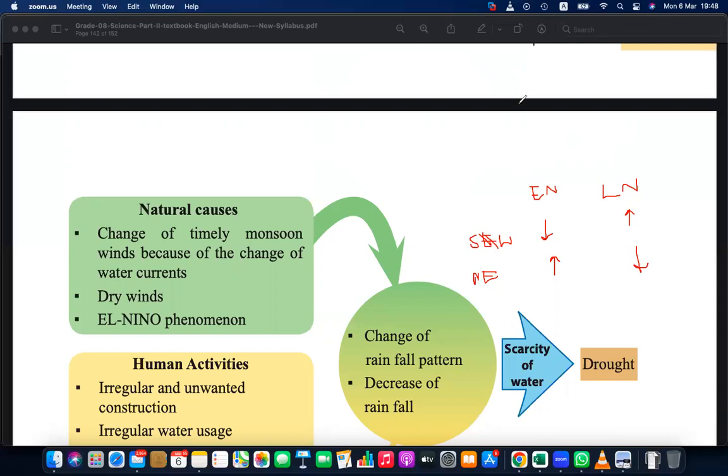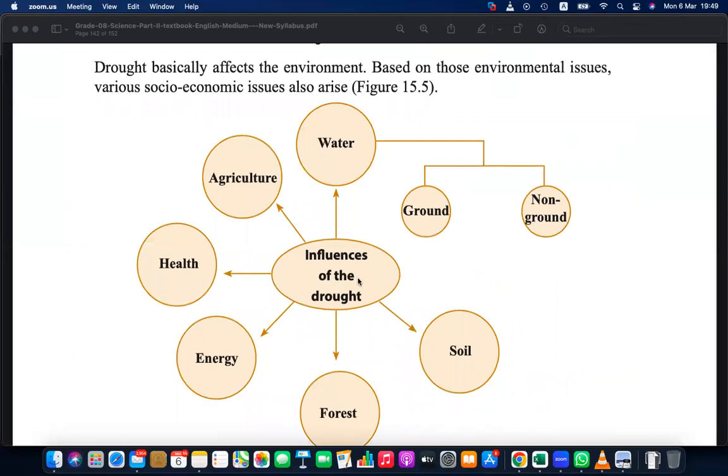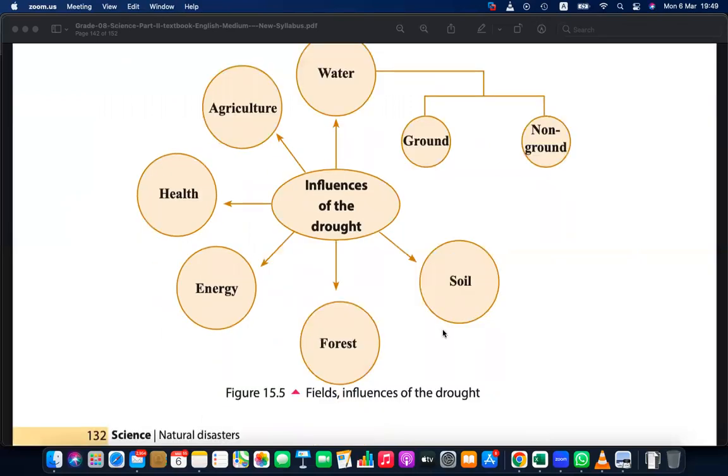Okay. Other than drought, what are the other things that we need to look at? Then you can see here the influence of the drought. There are a lot of influences. It can even affect the groundwater and non-groundwater both. Basically, the direct effect is that the amount of water will be low. That will affect agriculture, health, and the energy field, because we are using hydro plants to produce energy. So at that time, there are a lot of power cuts due to the dry season, and the forests are also affected. Sometimes the amount of green layer can be reduced, causing soil erosion. After a certain drought period, if rain comes, it can even increase the erosion and landslides.